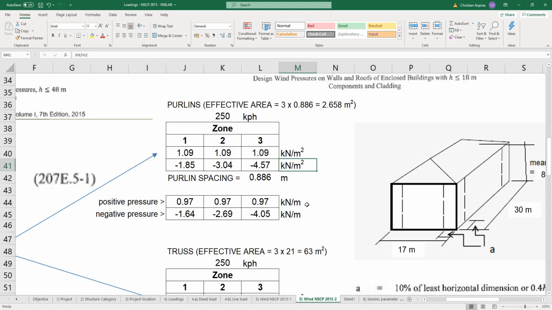So what we're going to input later on in our stud loadings is in linear loading, I mean. So what we're gonna do is just multiply these values right here with the spacing of the purlins. So that is exactly what I did. Multiply this 1.09 by the spacing, I got 0.97, all 0.97 because the same value, 1.09. For the upward pressure, or the negative pressure, same. Multiply this value to the spacing. So that's it. So right now we'll start modeling our purlins.